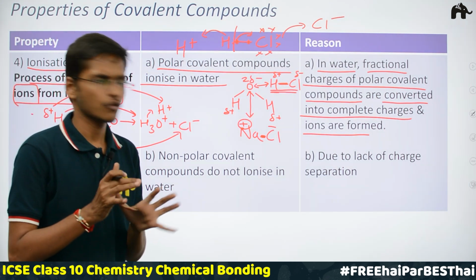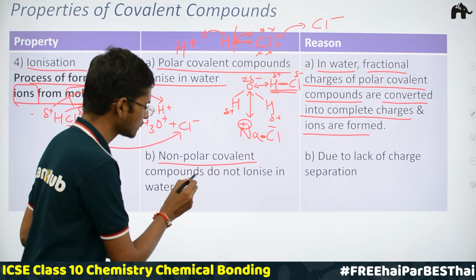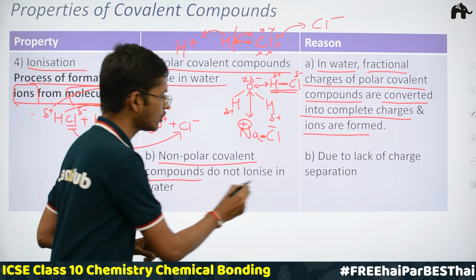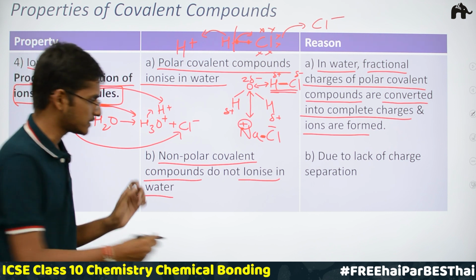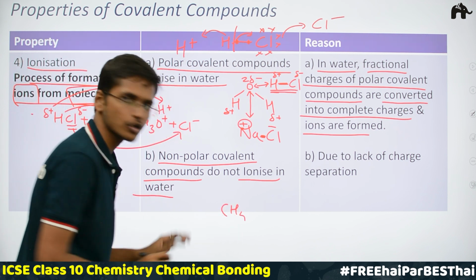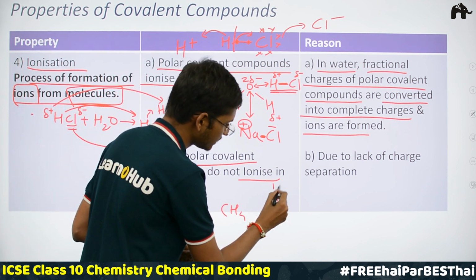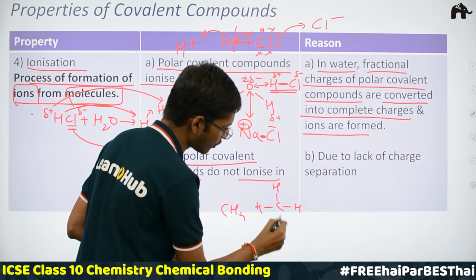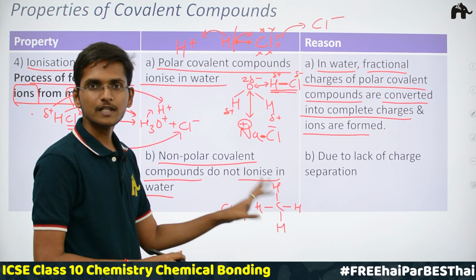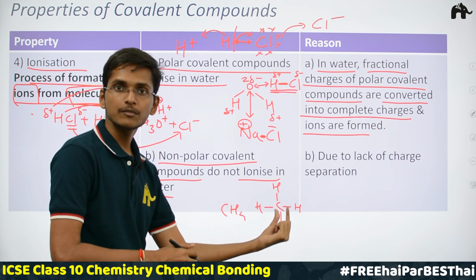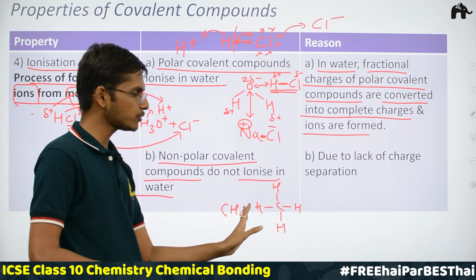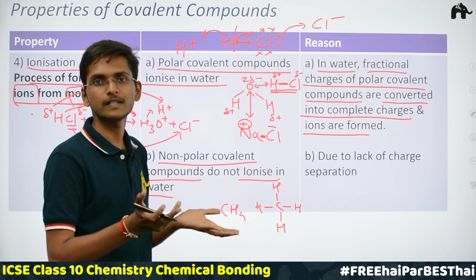Now what is happening in the case of non-polar covalent compounds? Non-polar covalent compounds do not ionize in water. Let's take an example to understand this. CH4, we know this is a non-polar covalent compound. So in methane, in the carbon-hydrogen bond, can we see charge separation here? No. They are non-polar covalent bonds. So no charge separation, no slight positive charges, no slight negative charges, nothing at all.